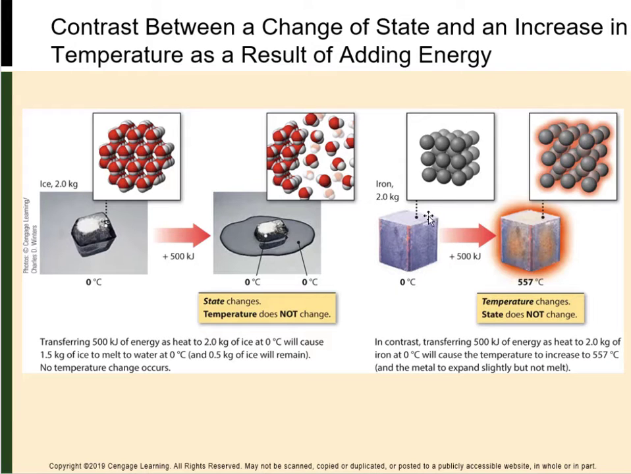Here I have a piece of iron. It's a solid, still a solid. Temperature is changing. I am adding energy to this. It is heating up from 0 degrees to 557 degrees. Temperature changes, but the state does not change.